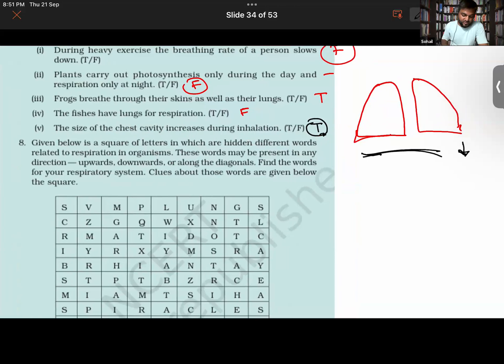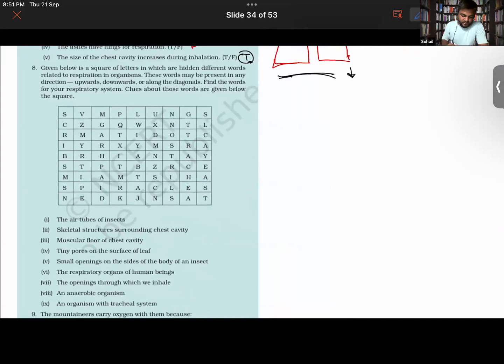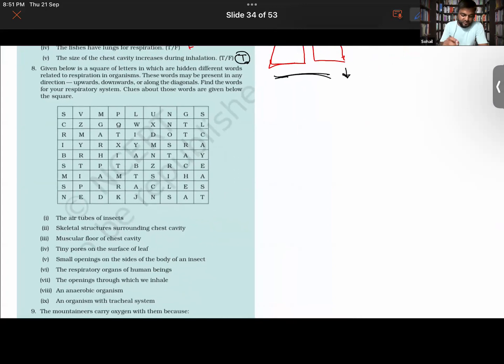Question number 8. Find the terms; the clues are given here. The air tubes of insects are called what? Sir, is it trachea? But trachea is given there, and spiracles are also given there.